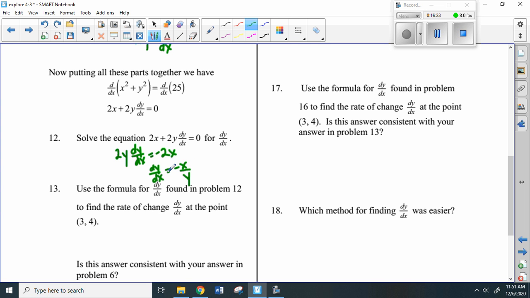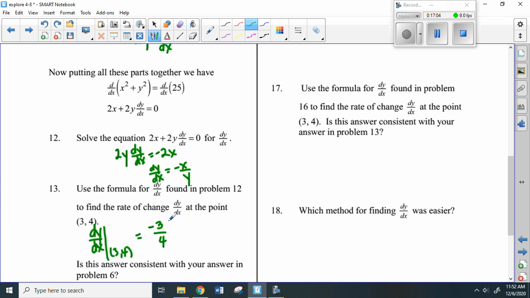Okay, dy over dx represents the derivative of y with respect to x. The derivative of our function is negative x over y. Well, now let's use this formula to find the actual rate of change at the point 3,4. Remember we approximated it on the graph, but now I want to find the exact. All right, well, this is my derivative. So if I wanted the derivative at a point, now you have an x and a y to plug in, right?